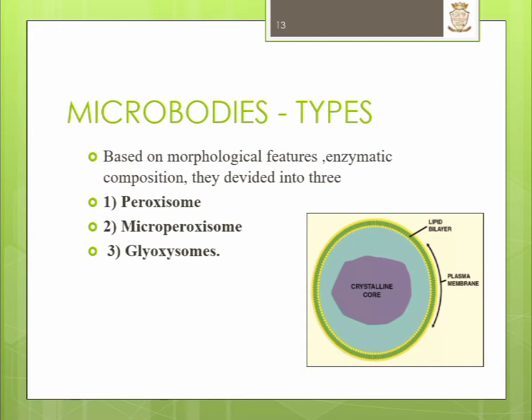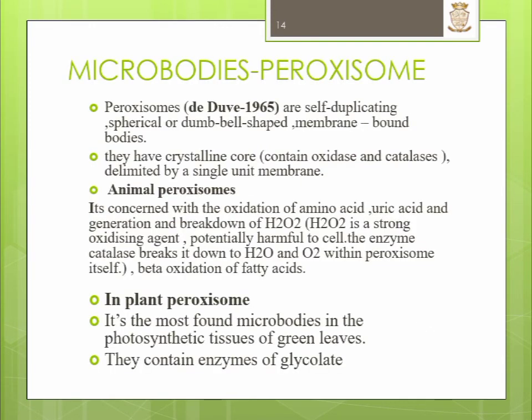Microbodies types. Based on the morphological features and enzymatic composition, they were divided into three: peroxisome, microperoxisome, glyoxysome. Microbodies, peroxisome. Peroxisomes were discovered by De Duve in 1965. Peroxisomes are self-duplicating, spherical or dumbbell-shaped membrane-bound bodies. They have a crystalline core that contains oxidase and catalase, delimited by a single unit membrane.